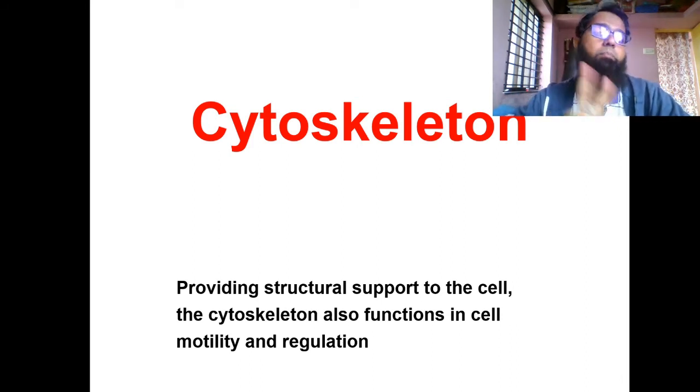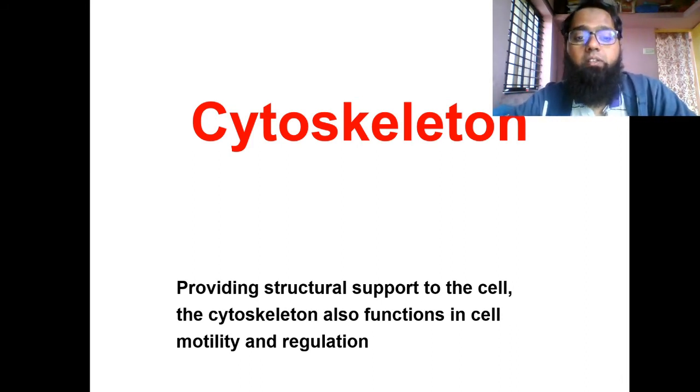So there are two basic parts in the definition here. First of all, the cytoskeleton provides structural support to the cell. Then the next part is, as I have already said, that it is also important in the function of the cell like motility and regulation. Two very important terms. We will discuss them in the coming slides.